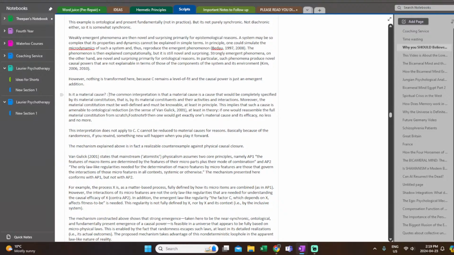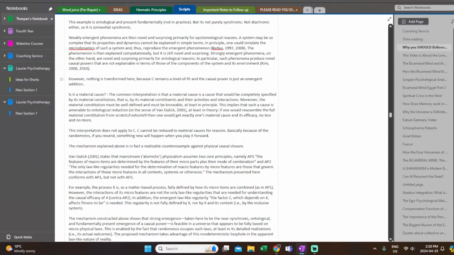If one would reassemble the full material constitution from scratch, then one would get exactly one's material cause and its efficacy, no less and no more. So this is pretty much just saying what would be necessary for it to be actually a case of weak emergence. I think that's what it's saying.